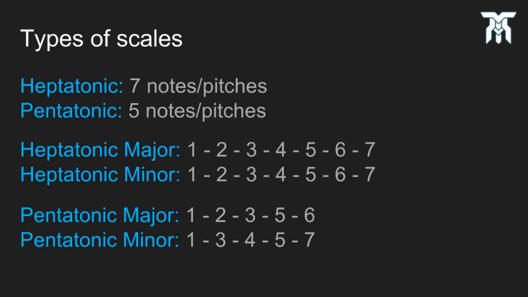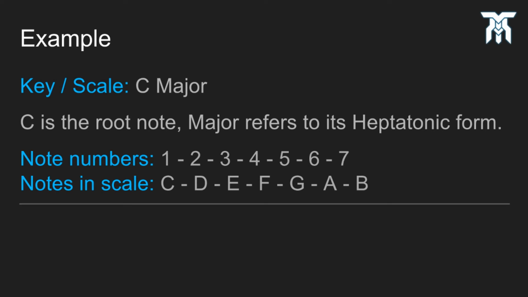Now, there's a few different types of scales here, and they're definitely not all of them. This is just a rundown of what you'll come up against most of the time. First, a heptatonic scale contains 7 notes or pitches, and a pentatonic is just 5 of those 7. The only difference between a pentatonic major and a minor is the major doesn't use the 4th or the 7th from the heptatonic. Now the pentatonic minor skips the 2nd and 6th pitch from the heptatonic. When you see a major or minor scale without anything else, it's almost always going to be referring to the heptatonic version. Now let's use C major as an example here.